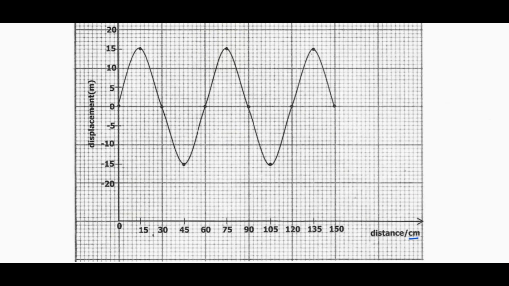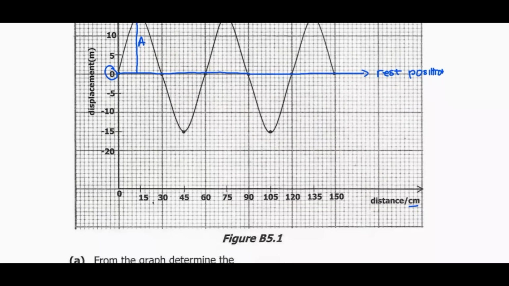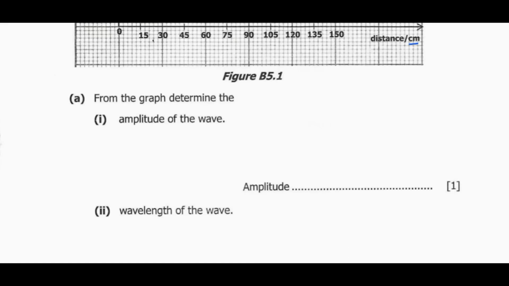So let's draw a rest position of this wave. So this is our rest position. If this is our rest position, the distance from the rest position to the peak of a wave is what we call the amplitude. So you can say that if this is 0 and the height is 15, the amplitude, you just get that number. So the amplitude A is equal to 15 meters.